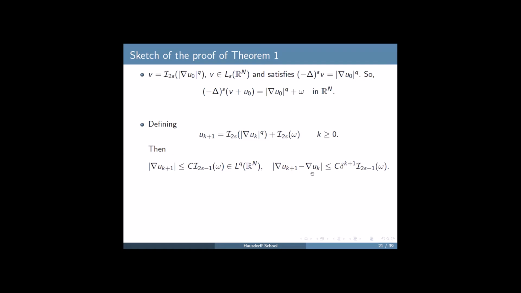So from here we can get the convergence of the uk to a function u, and indeed the gradient of the function u is in LQ of Rn, since its gradient satisfies this relation here. Okay, so now one can take the limits here and prove the representation formula for u, and that u is indeed a solution of the original equation.